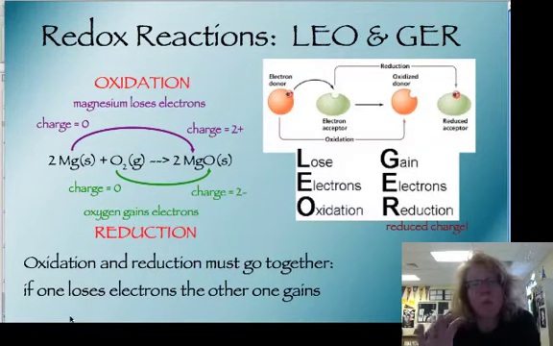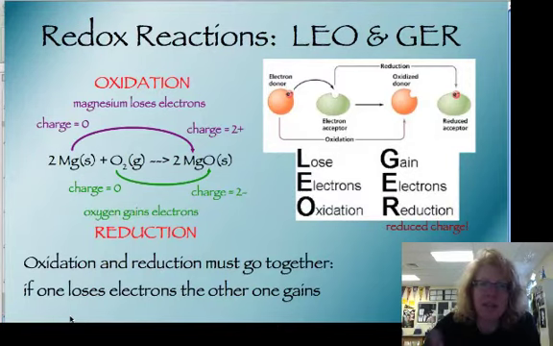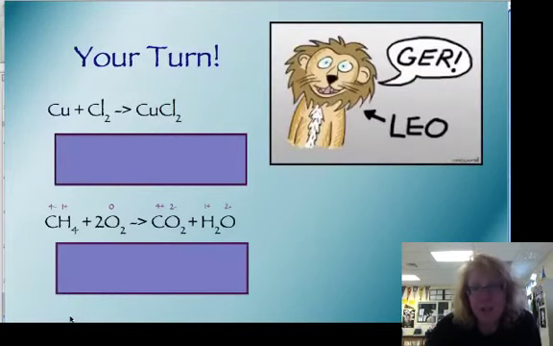So again, one's got to gain, one's got to lose. One's oxidation, one's reduction. LEO goes GER: Loss of Electrons is Oxidation, Gain of Electrons is Reduction. Here's a quick way to remember it, by the way. I know it's kind of cheesy, but it works. You won't forget it now. So lose electrons, oxidation; gain electrons, reduction.